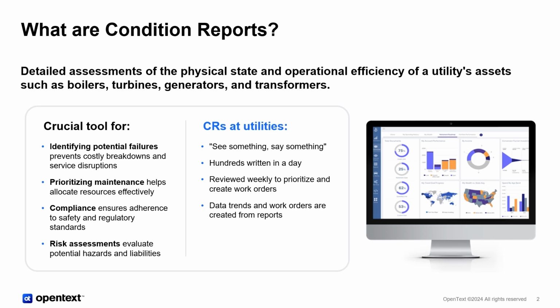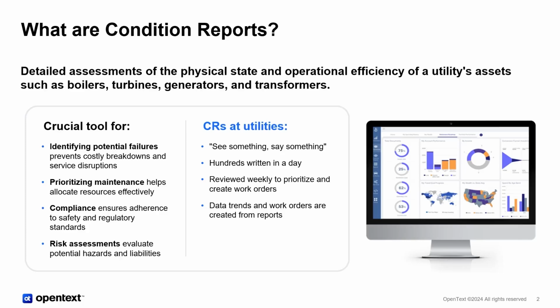So, what is a condition report? They help workers understand the physical state of a utility's assets. They are crucial tools identifying potential failures in equipment, prioritizing maintenance, as well as evaluating compliance and risk assessments. Condition reports are created on a see something, say something basis, which might mean hundreds are written in a day. They may document a loose handrail, an update to a CAD drawing when a new piece of equipment is installed, or a change to a standard operating procedure.